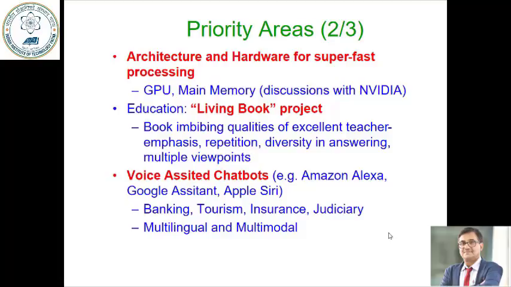Voice assisted chatbots are a reality, and Amazon Alexa, Google Assistant, Apple Siri, these are examples. Banking, tourism, insurance, judiciary, everywhere we have voice assisted chatbots now, and they carry out dialogue, and that is where natural language processing technology is involved. The chatbot also should understand sarcasm, understand sentiment, and these are not in one language, multiple languages, and they have to be multimodal. They should see our facial expressions, body language, and so on.